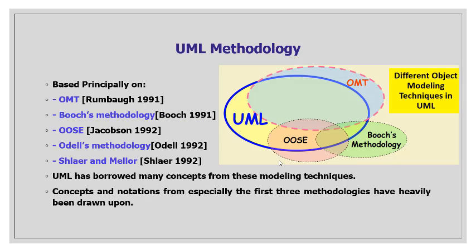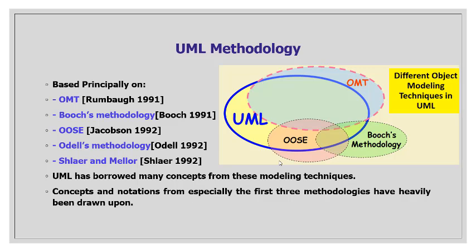UML was developed based on a large number of object-oriented modeling notations, and the principles are taken from OMT, developed by Rumbaugh in 1991, the Booch method, developed by Booch in 1991, OOSE by Jacobson in 1992, the Odell method, and the Shlaer and Mellor methods. These different object-oriented techniques are combined into a single model called UML.